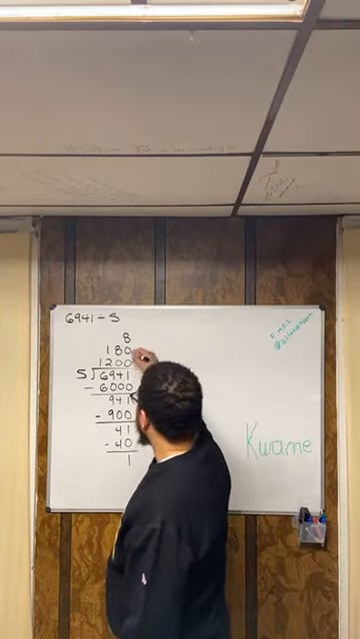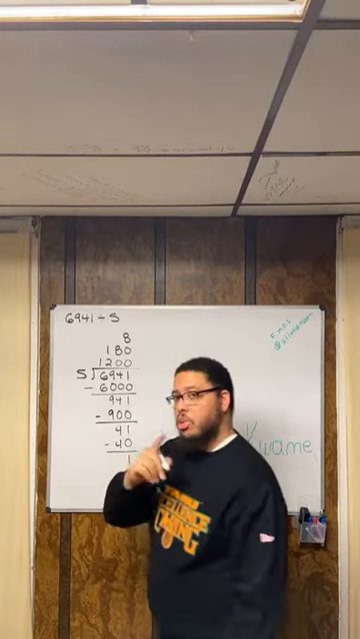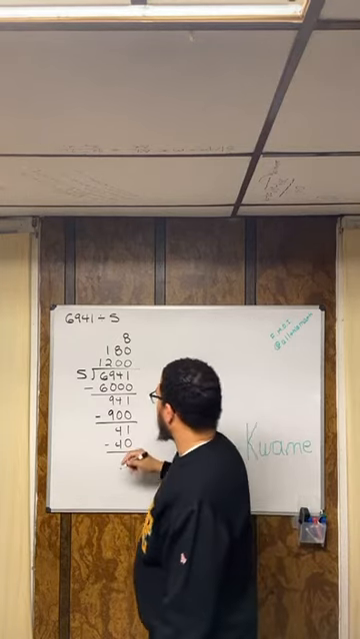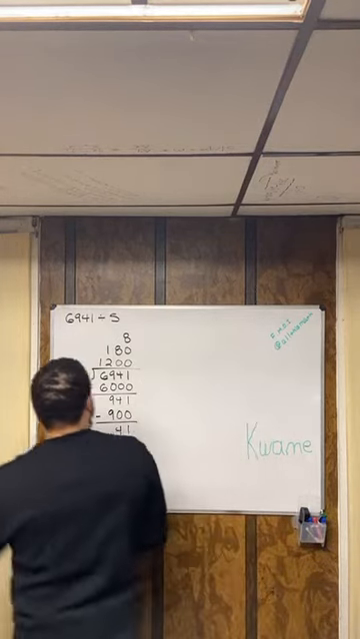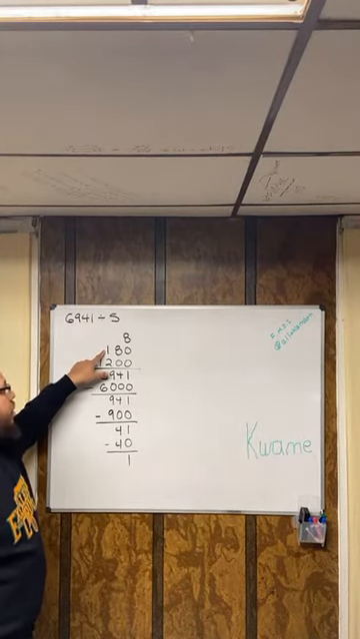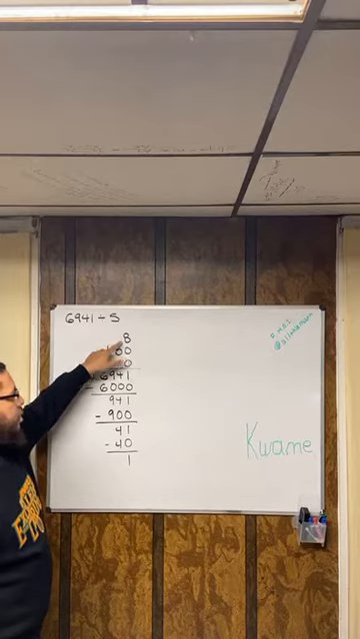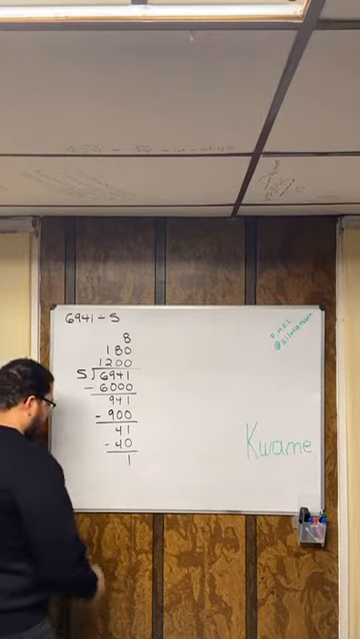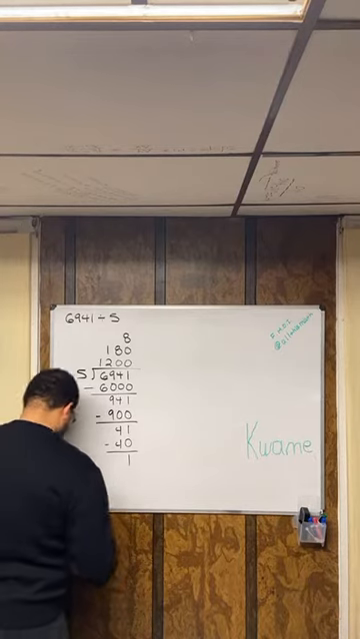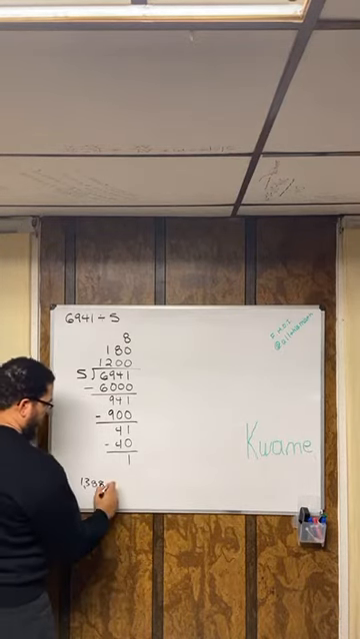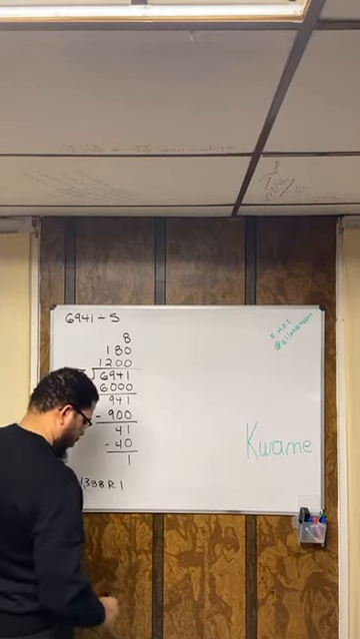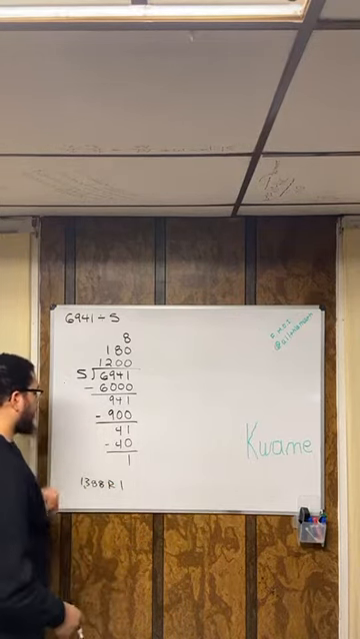So now, how do we get the actual quotient, though? You get the quotient by taking the sum of these three numbers. So therefore, our answer should be 1200 plus 180, that's 1380. 1380 plus 8 is 1,388. So 1,388, and 1 is my remainder. Right? 1,388, remainder 1. All right?